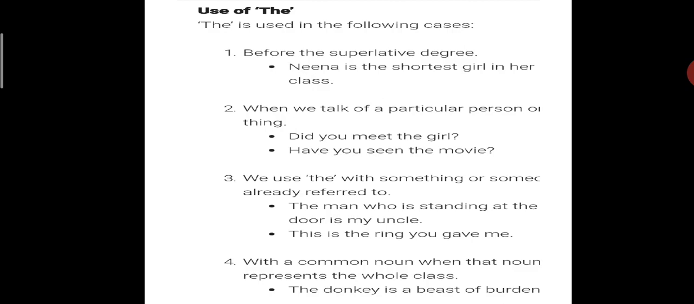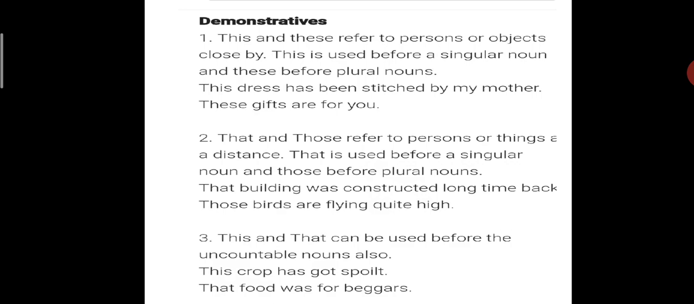We use the with something which has already been referred to. The man who is standing at the door is my uncle. This is the ring you gave me. With a common noun that represents the whole class, we also use the. The donkey is a beast of burden. When the whole class is being described, that time also we use the.